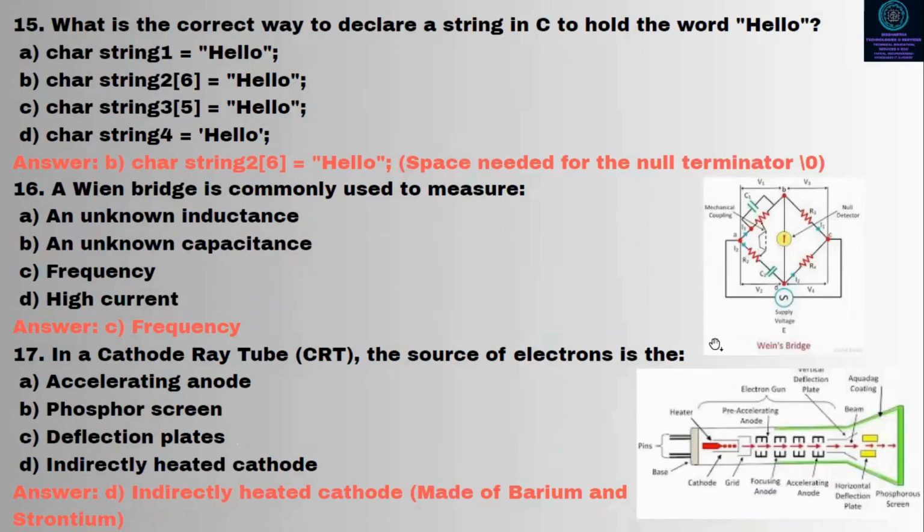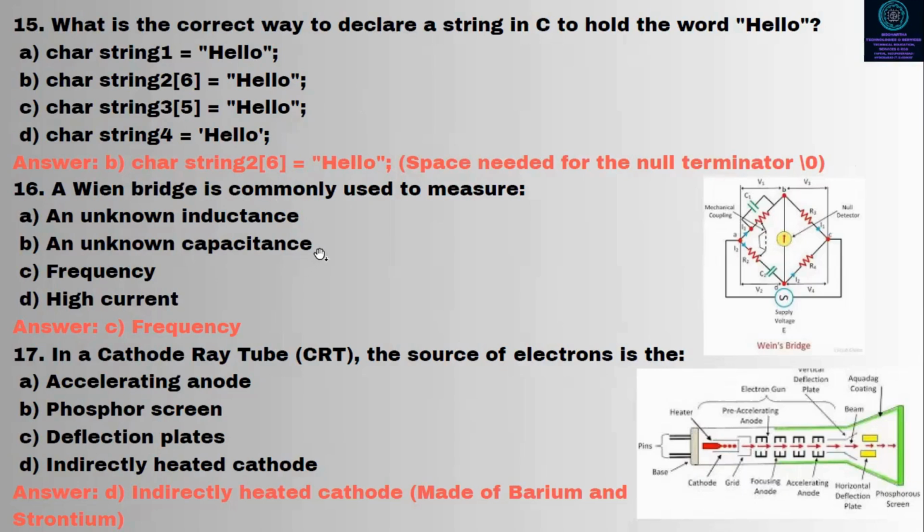What is the correct way to declare a string in C to hold "hello world"? The correct answer is: space is needed for the null terminator, \0, so char str[6] = "hello". You have to give this as the correct answer. The people who have already studied C will know about this.